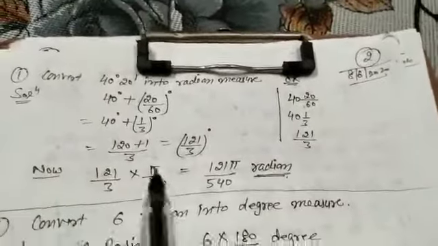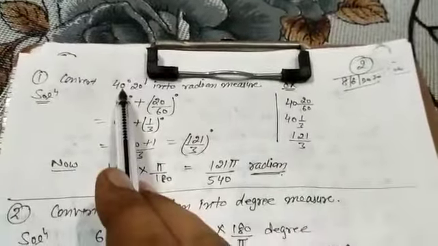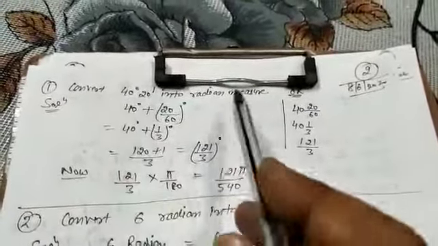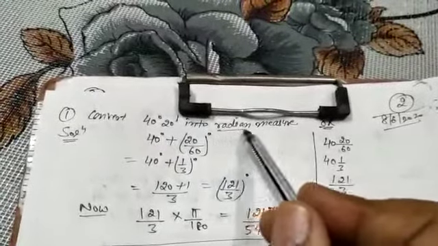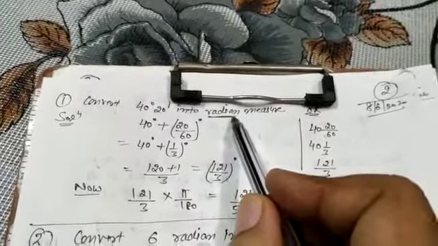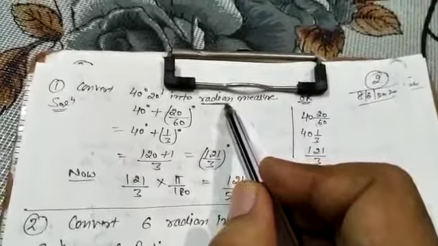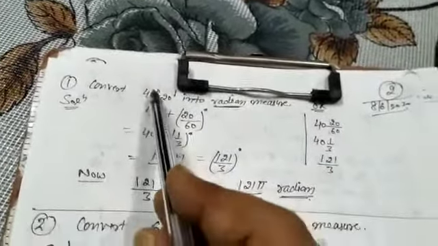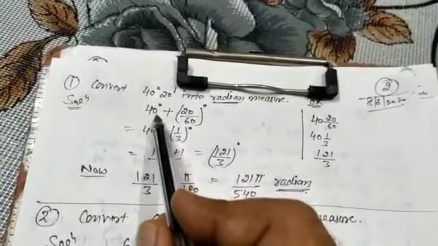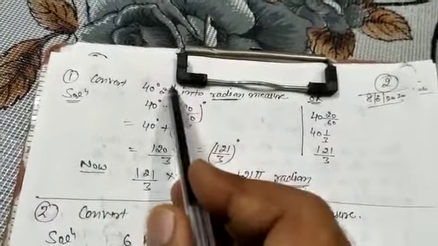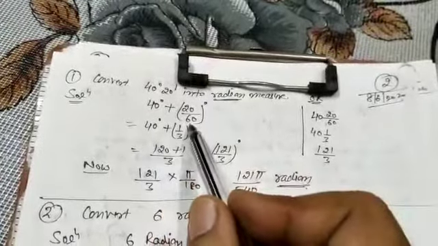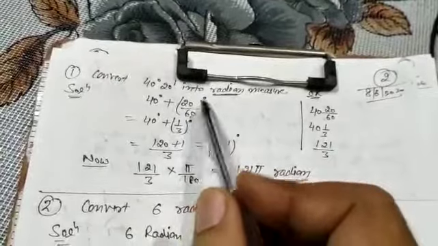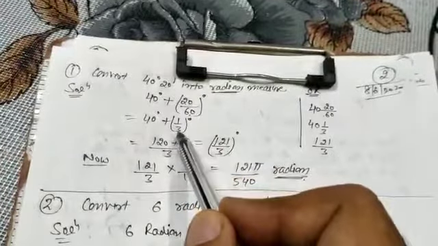Now see a question: convert 40 degree 20 minute into radian measure. First of all, whenever you want to convert an angle into radian measure, remember your complete angle should be in degree. If it is given in minutes or seconds, first convert it into degree. 40 degree creates no problem. Now 20 minutes: to convert minute into degree, means smaller unit to bigger unit, it should be divided by 60. 20 by 60 is 1 by 3 degree.